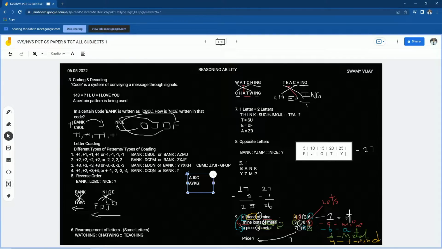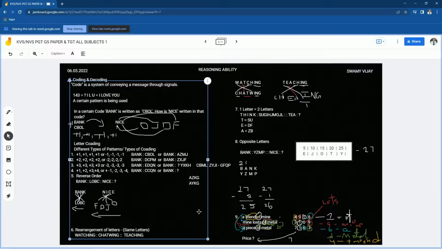Sir, that is not J. That will be Z. What is your answer, Priyanka? AJKG you have written. It will be AZ. I have marked it as Z. Okay, AZKG.